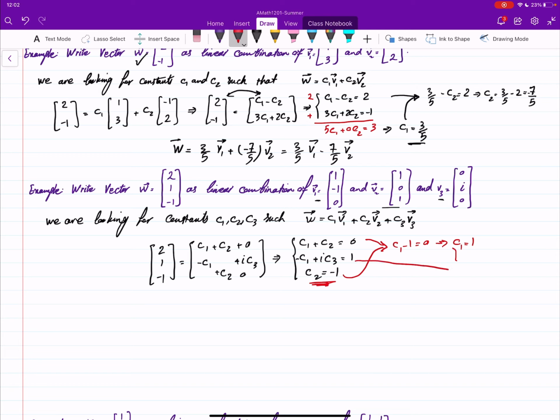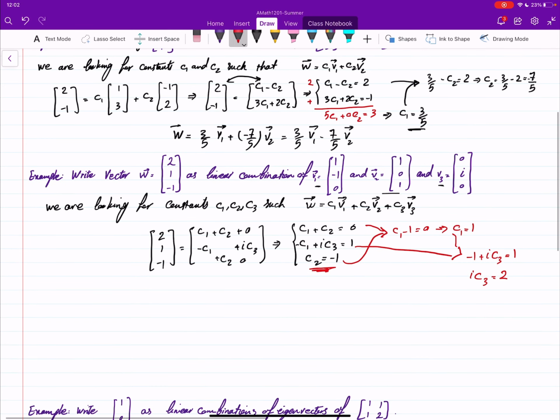Now I have C1, I plug it into the second equation, and I get a value of C3, which in this case is i C3 equals 2. That means that C3 is equal to 2 over i. Well, 1 over i is the same thing as negative i, because when you multiply i by negative i, you get 1. So that means that C3 is negative 2i. And again, we found the proper constant.